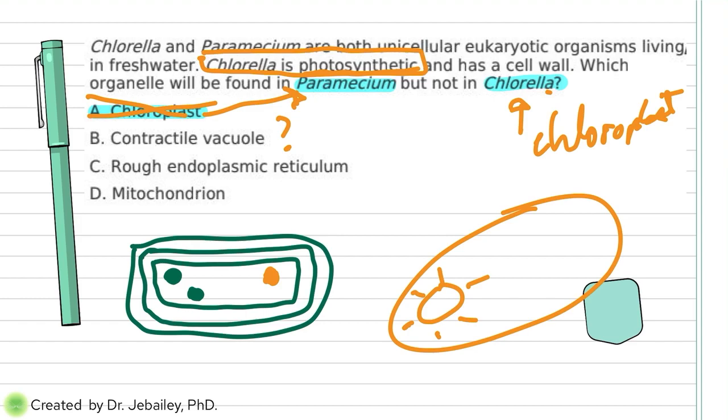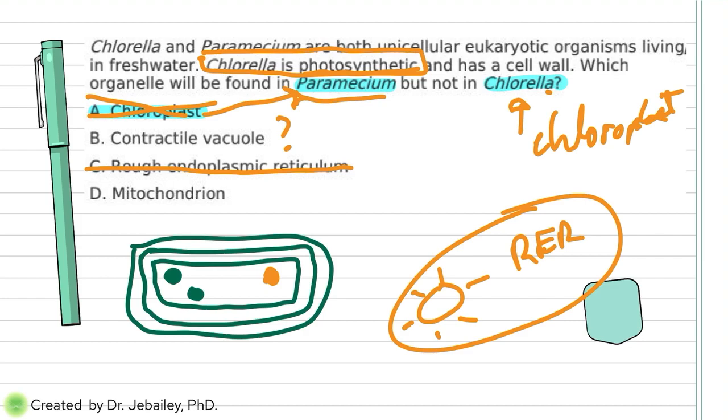Then you have the C, which is rough endoplasmic reticulum. What is a rough endoplasmic reticulum? This is where it produces most of the proteins, right? Now, do plant cells have rough ER? Do Paramecium, plant cells or animal cells? Both plant cells and animal cells do have rough ER. They do produce proteins, right? Otherwise, how would they go through all the processes they have to do, such as movements and stuff like that? So they both have to have this. So not right.